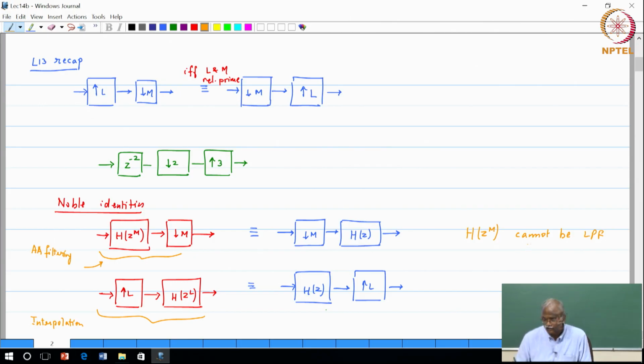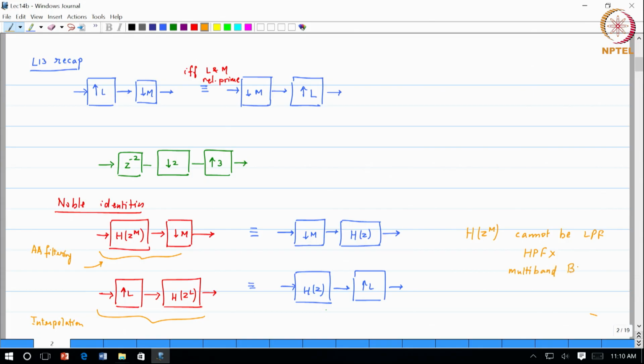Can it be a high pass filter? No. What it has to be is a multi-band band pass filter. So, definitely that is not what we need for either anti-aliasing or for interpolation. So, therefore, this is only the form of the noble identities. Now, please apply the noble identities and simplify this.